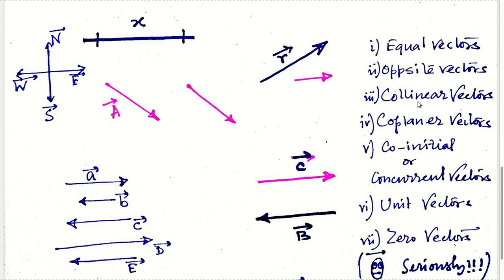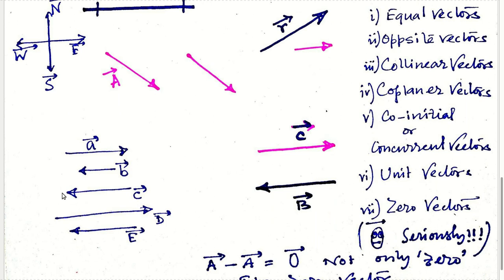When we talk about collinear vectors, they are given here: vector A, vector B, vector C, vector D and vector E. These vectors are either parallel or anti-parallel. When we take all together, these vectors define the collinear vectors. One point should be noted, that collinear vectors are either anti-parallel or parallel. They can have any type of magnitude. So don't worry.